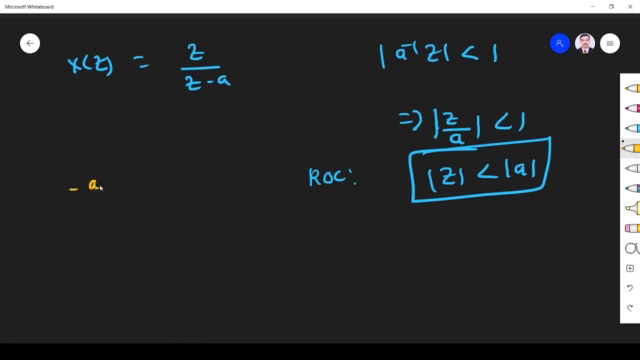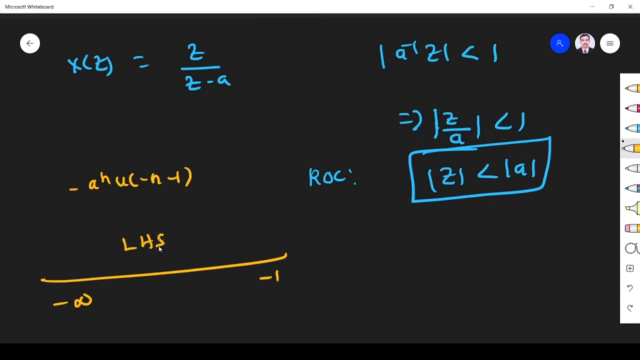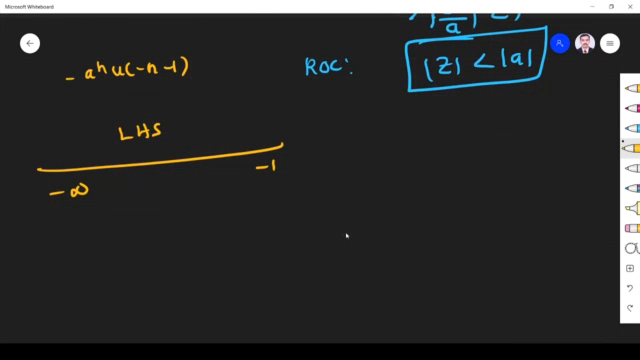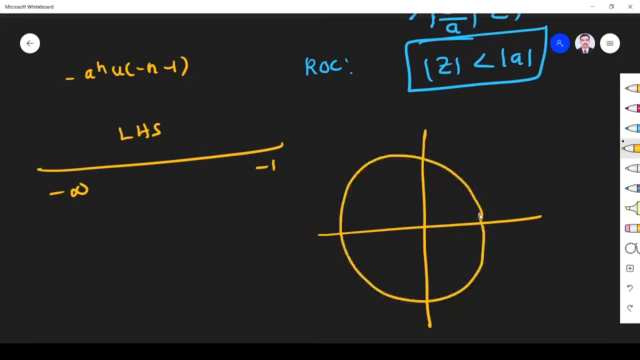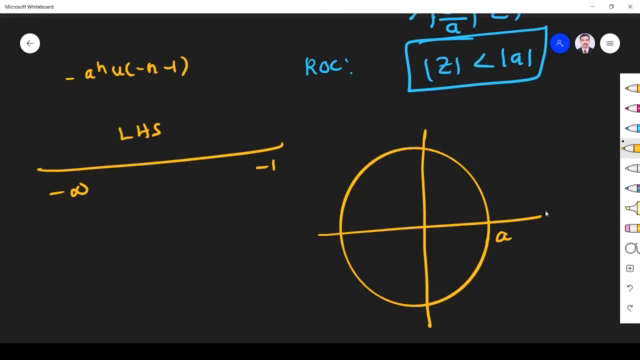What is the nature of the sequence? It is minus a^n u of minus n minus 1. Where this sequence exists, we know it is existing from minus 1 to minus infinity. Right or not? So this is a negative going sequence. Left hand side, it is minus 1 to minus infinity. For that, how will the ROC be? You see, I draw a diagram. Fine, so it is like this, right? It is a, this is the real part of z plane, this is the imaginary part of z. But they are telling z must be less than a. It is a, less than a means inside. So ROC must be inside.